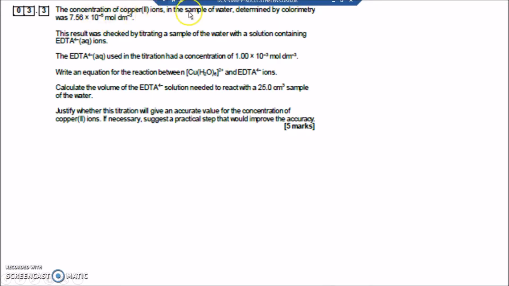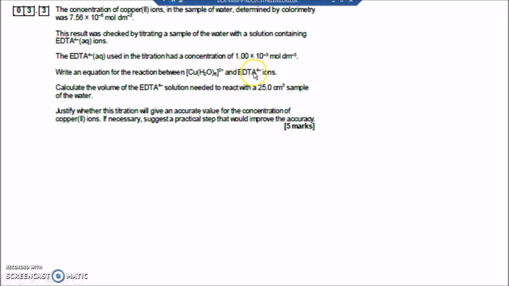The concentration of copper 2+ ions in the sample of water by colorimetry was determined to be 7.56 times 10 to the minus 6. This result was checked by titrating a sample of the water with a solution containing EDTA 4- ions. The EDTA 4- ions used in the titration had a concentration of 1 times 10 to the minus 3. So you did a titration just to double check. Write an equation for the reaction between [Cu(H2O)6]2+, so it's got 6 ligands around it, and EDTA 4- ions.